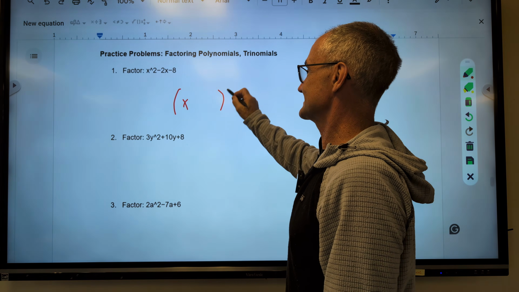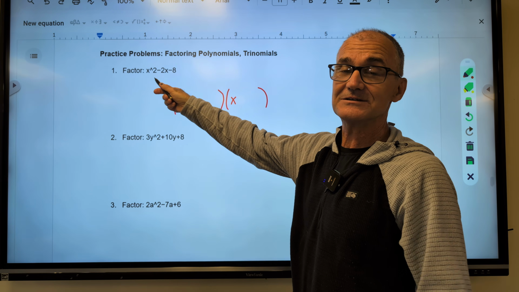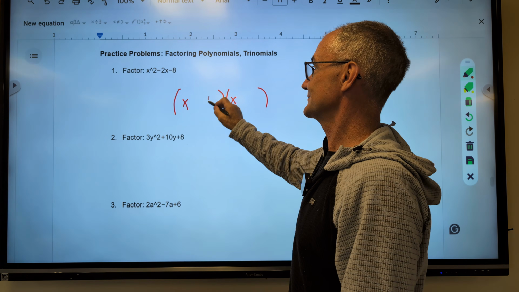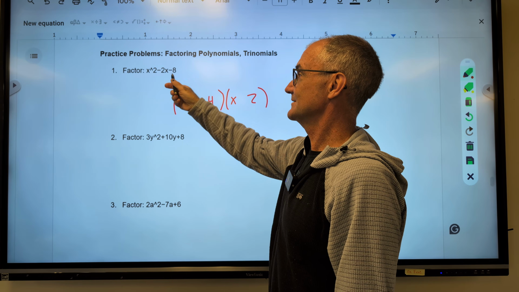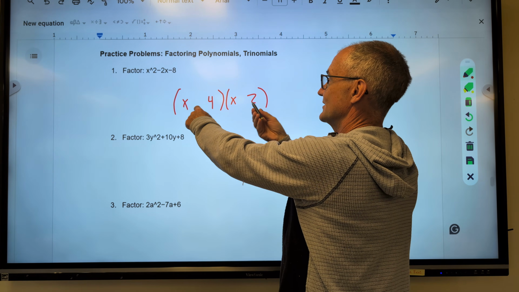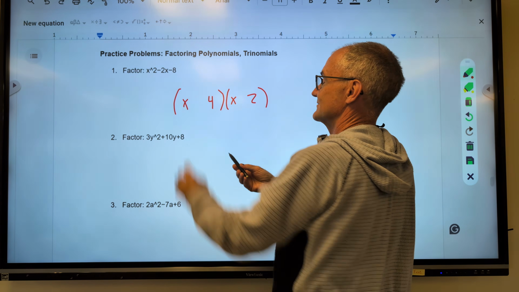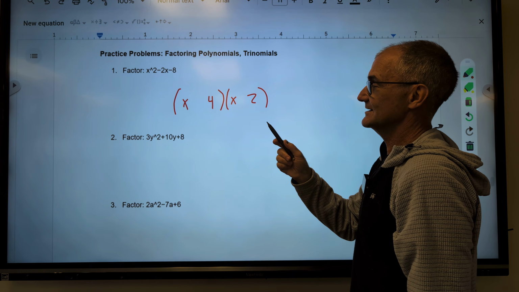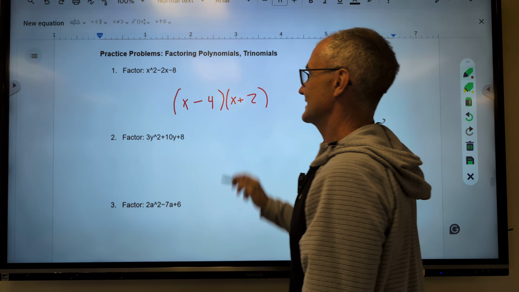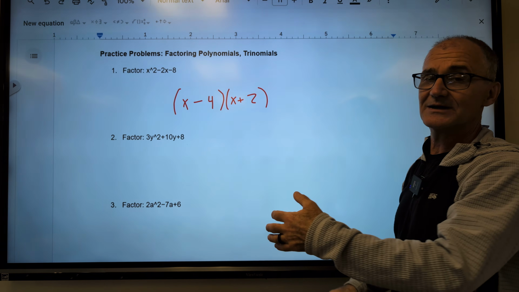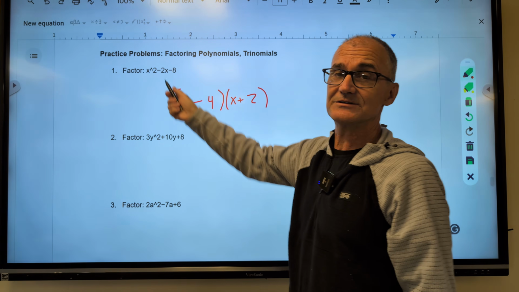X and x give me the x squared. Factors of 8 to give me a 2 is only going to be a 4 and a 2. Either one of them is negative, so it could either be a negative 4 and a positive 2, or a reverse, to give me a negative 8. Ready for this? This one has to be the negative, and I know that because as I reverse my operations and FOIL it out, I want a negative 2x.